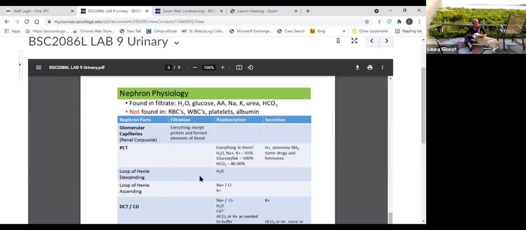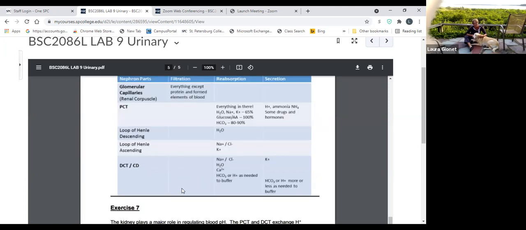All right, then we enter into the loop of Henle. We have the descending loop of Henle. It is permeable to water only, to reabsorb water. Then when you go through the hairpin turn, that's thin because it's composed of simple squamous epithelium. Then we enter into the ascending loop of Henle. We change epithelium to simple cuboidal. Now we are reabsorbing just ions, sodium and chloride, and maybe potassium.